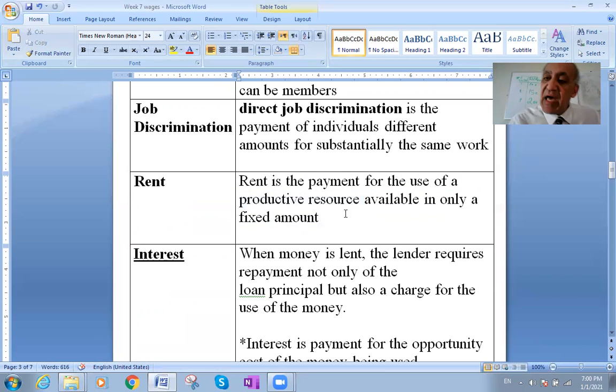If someone has a factory, and this factory is in a building, he has to pay rent for this building, because this building for him is a productive resource. So he has to pay for it a fixed amount. Of course, the rent is a fixed amount, like you see here. A fixed amount means that it does not change. For example, $100 monthly, $200 monthly, or $1,000 yearly.